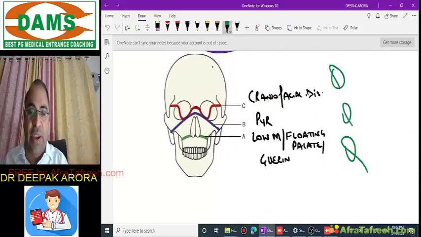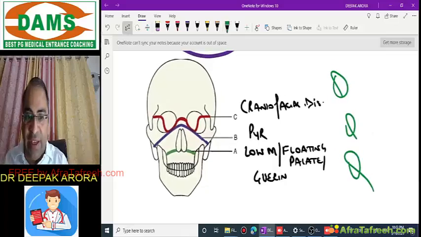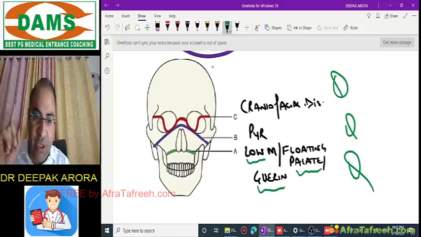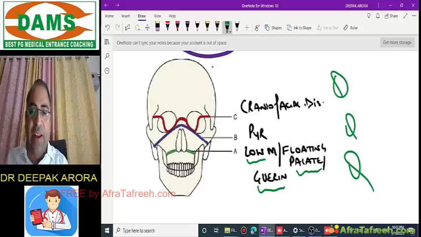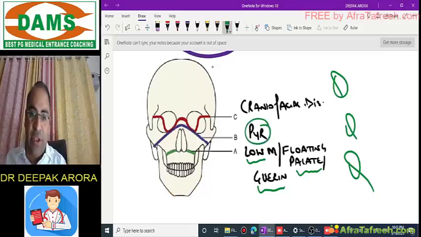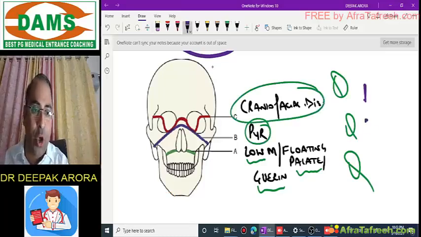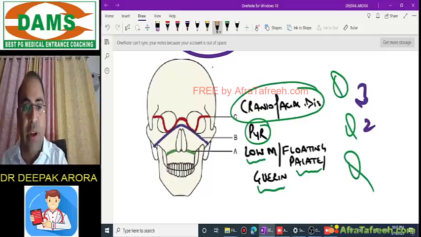Le Fort fracture, A, Le Fort 1, B, Le Fort 2, Le Fort 3, C. Which are the MCQs? A, low maxillary fracture, floating palate, urine sign. 3 MCQs. Low maxillary fracture, floating palate, urine sign. Le Fort 2, pyramidal fracture. Le Fort 3, craniofacial disjunction. Which 2 fractures? CSF rhinorrhea. Sir, Le Fort 2 and 3. Which is more common? Sir, 3.